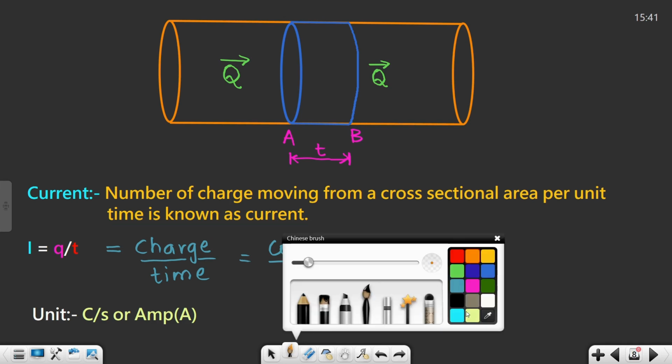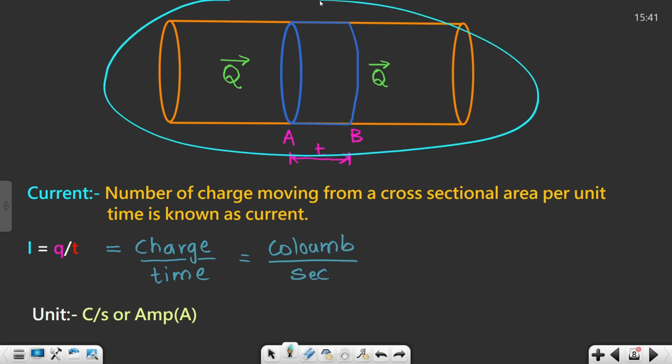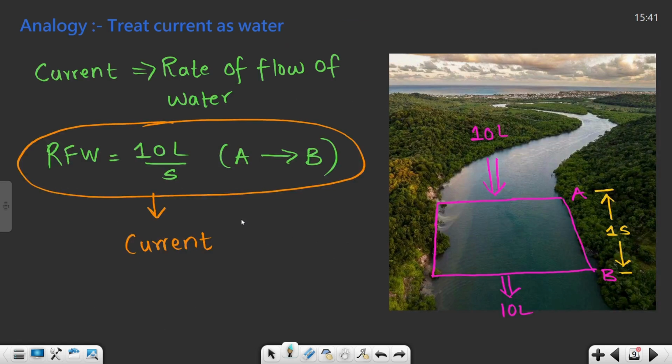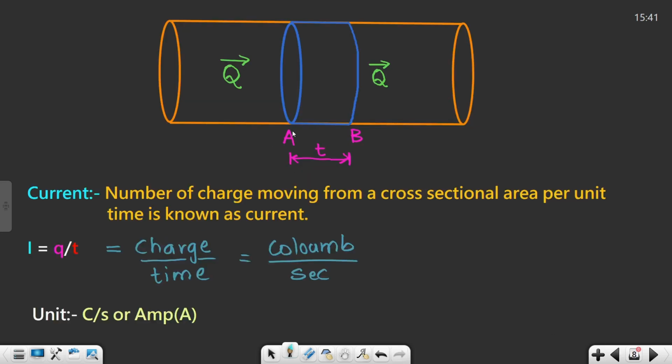This is my conductor. I'm taking this cross sectional area from here to here. I'm interested in how much charge is coming and leaving through this particular area within a certain time period. Let's say the time is 1 second, because generally we consider time in seconds.